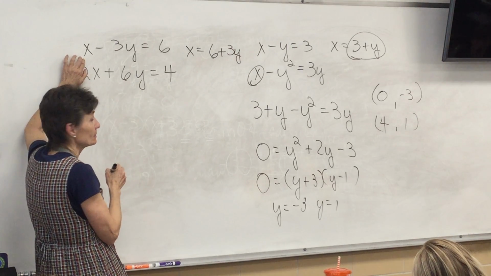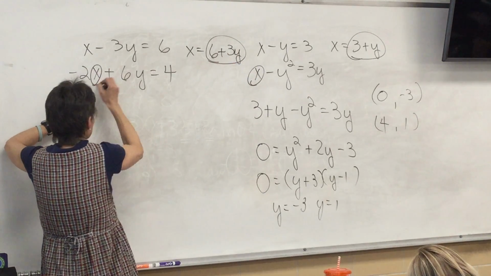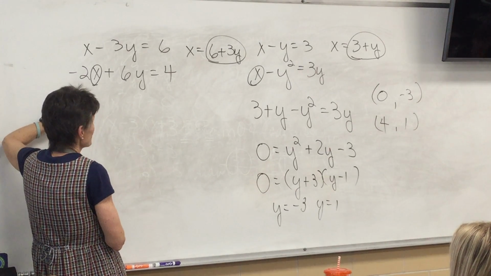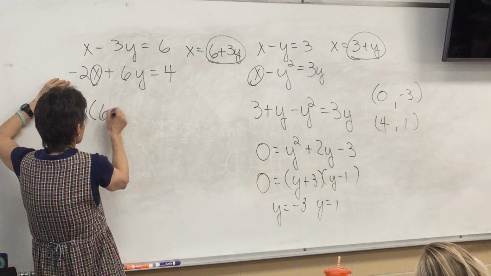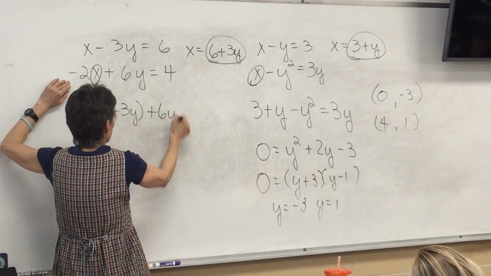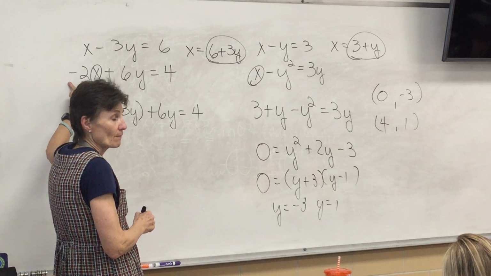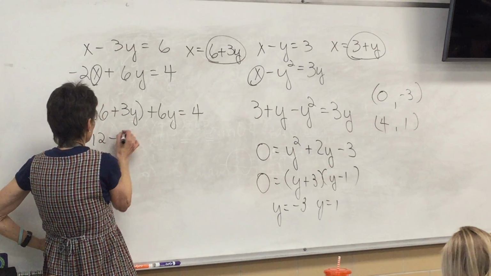Now I'm going to take this and plug it in here. So what happens when I do that? I get -2 times 6 plus 3y, plus 6y equals 4. All right, so -12 minus.